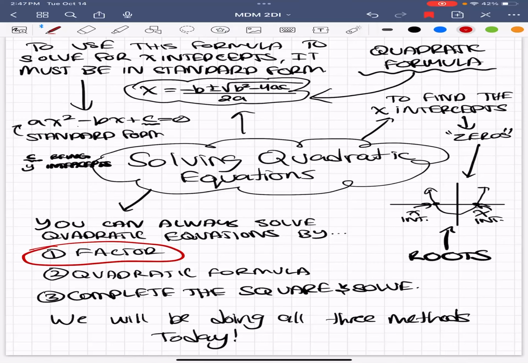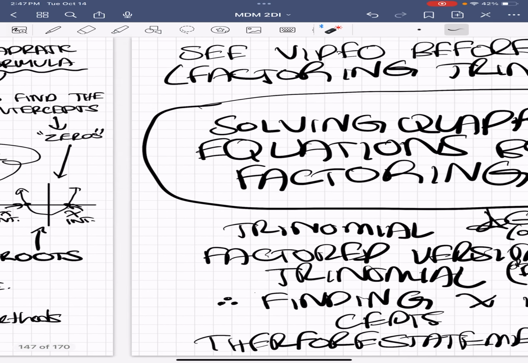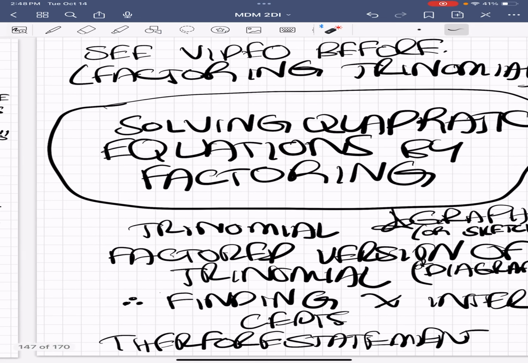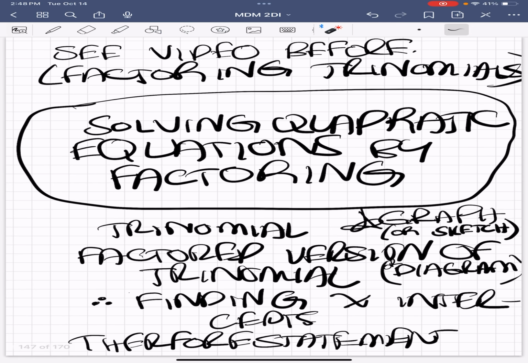Hello, today we're going to be solving quadratic equations by factoring. So we're going to factor some quadratic equations and we're going to solve them. Basically what we're looking for are two x-intercepts or roots, and we're going to graph them as well today. If you've seen the video before, factoring trinomials, both simple and complex, it might help with your PYQ skills in terms of solving quadratic equations by factoring.